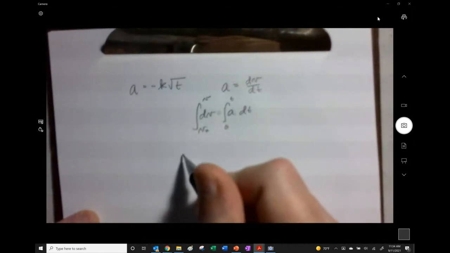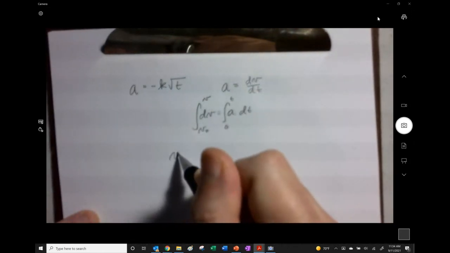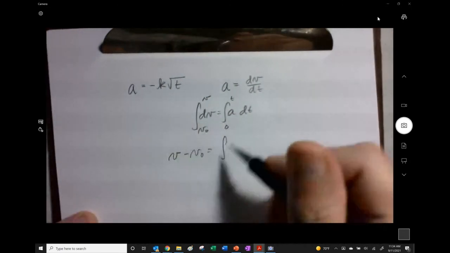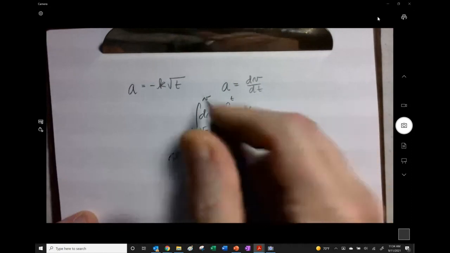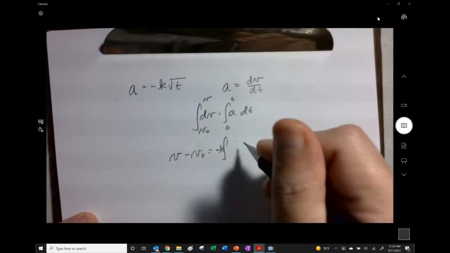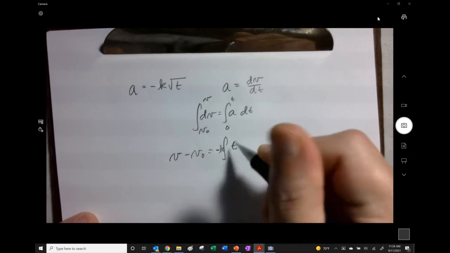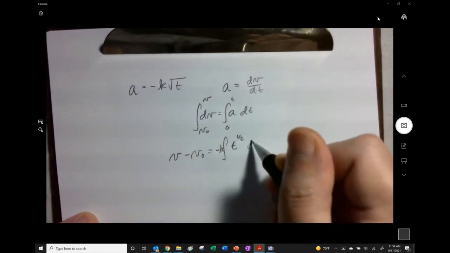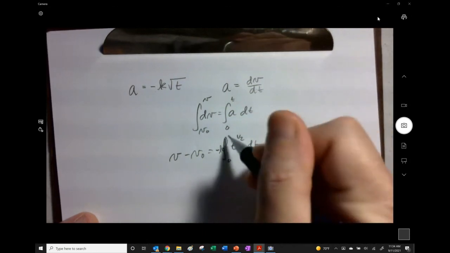So I put this back into there. I'll go ahead and go V minus VO. So that's the one over on the left-hand side. This one over here, I have to do a little bit more work. I have a negative K. I know that's a constant, so I'm going to put them over here. And I have a T to the 1/2, right? dt from 0 to t.